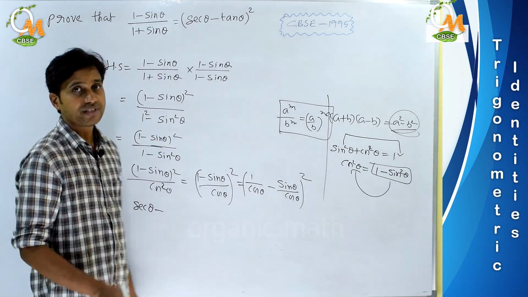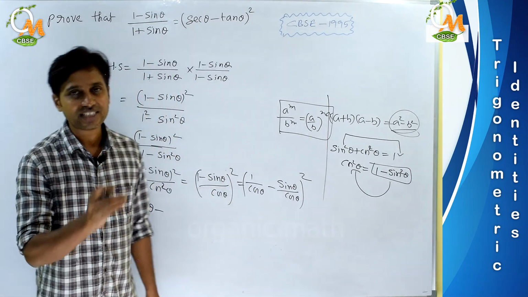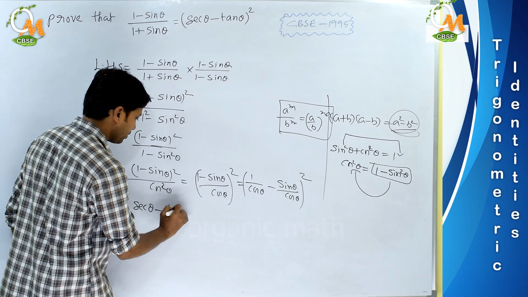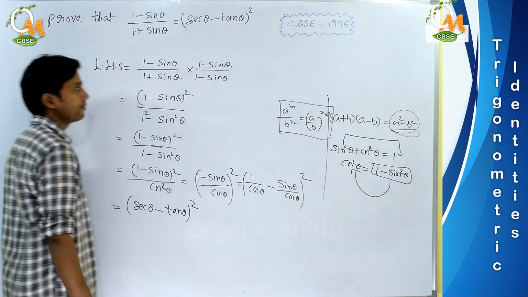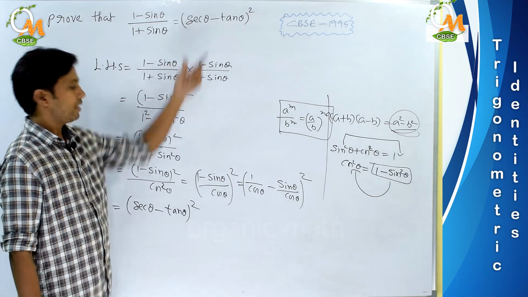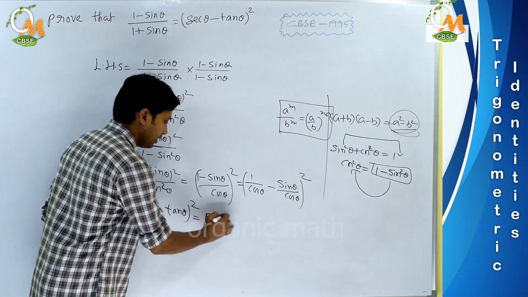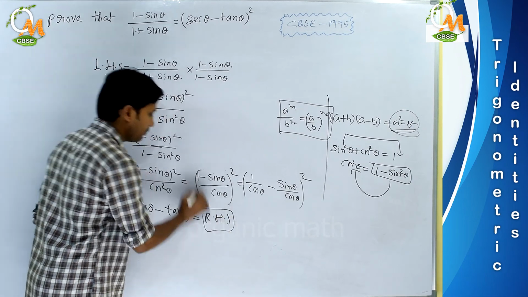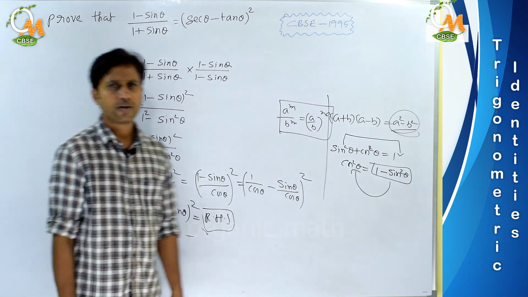What is the ratio between sin and cos ratios? Is it the tangent ratio or not? It represents tan theta, so that would be (secant theta minus tan theta) whole square, because the square is there. So did we obtain our required result or not? Exactly, so we got the RHS. We took the LHS part and we got the RHS, so it's a very simple problem.